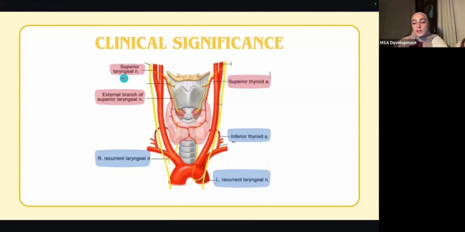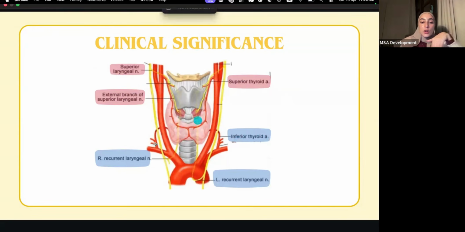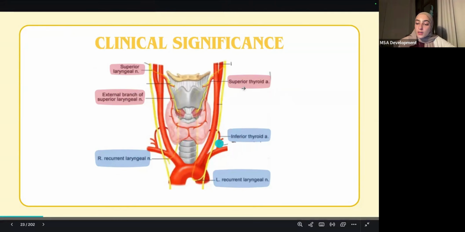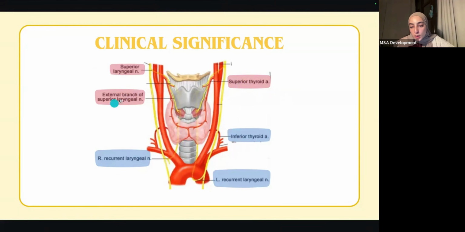And the inferior thyroid artery runs with the recurrent laryngeal nerve, okay? Recurrent laryngeal nerve, inferior thyroid artery, they're both coming from down. And the superior thyroid artery is coming with the external laryngeal nerve, okay?